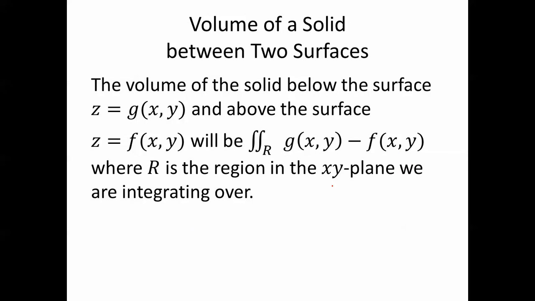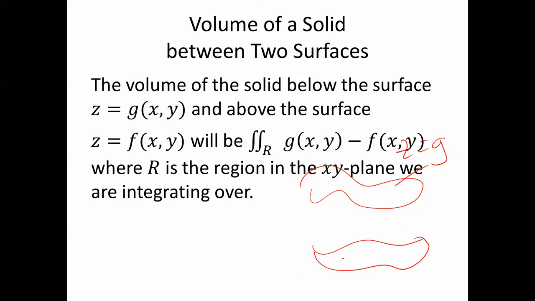In the same way, the volume of the solid below the surface z equals g of xy, and above the surface z equals f of xy. So let's say this is the surface z equals g of xy, and let's say this is the surface z equals f of xy. And above the, will be the integral over R of g of xy minus f of xy, where R is the region in the xy plane we are integrating over.